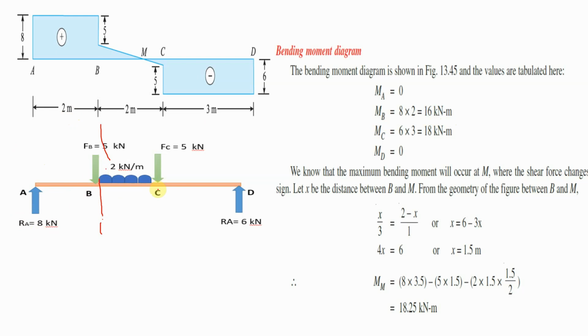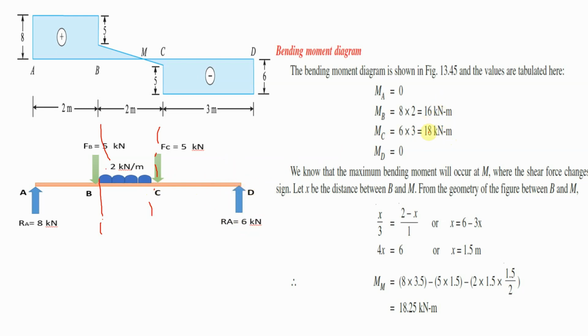Then coming to the bending moment at C point. To find the bending moment at C point, let us take a section at C point and consider only the right hand side of the section. There is only one reaction acting on the right hand side, that is 6 kilonewton acting in the upward direction. So the bending moment because of this 6 kilonewton about C will be a sagging bending moment: 6 into perpendicular distance 3. So 6 into 3 is 18 kilonewton meter. And the bending moment at D, which is again the support point, is 0.